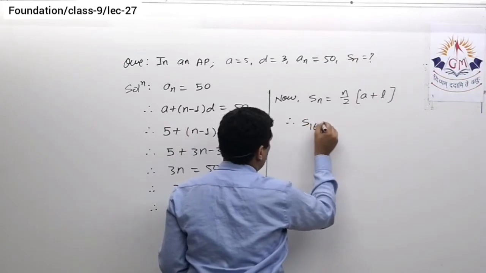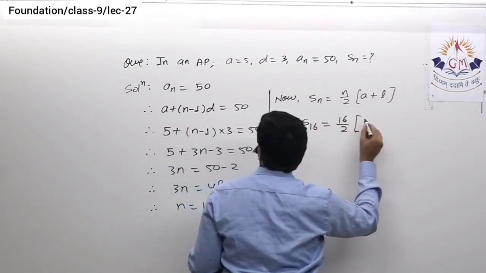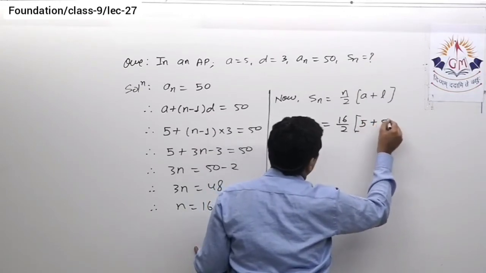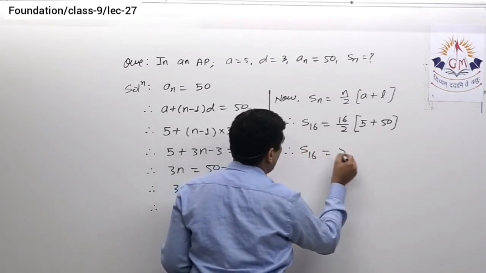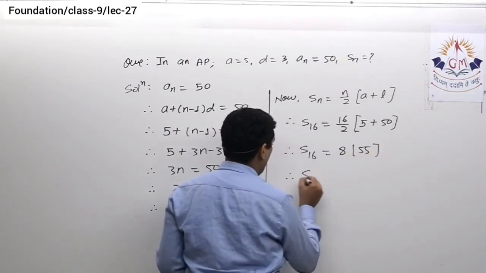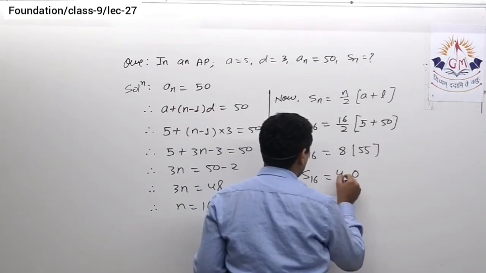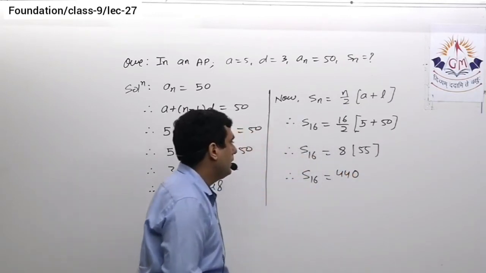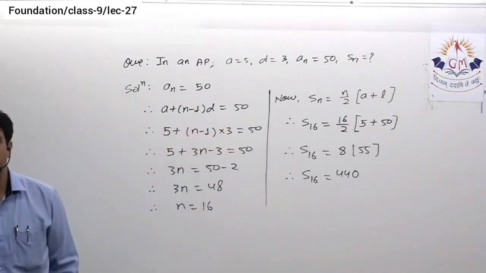So S16 is equal to 16 by 2, a is 5, l is 50. So S16 is equal to 8 multiplied by 55. So S16 is equal to 440. Okay, so this is my final answer. Please note it down, then we'll see the next question.